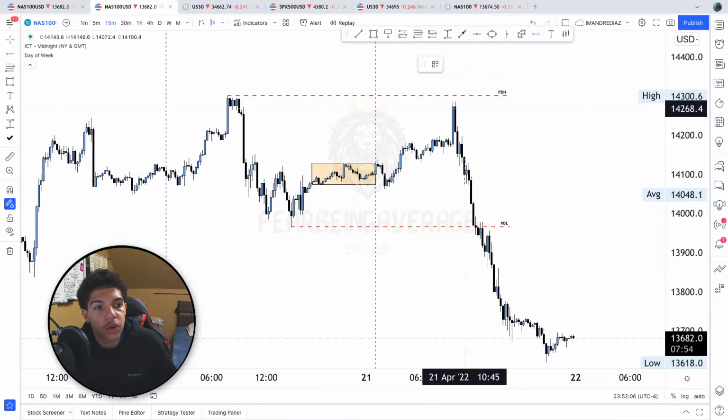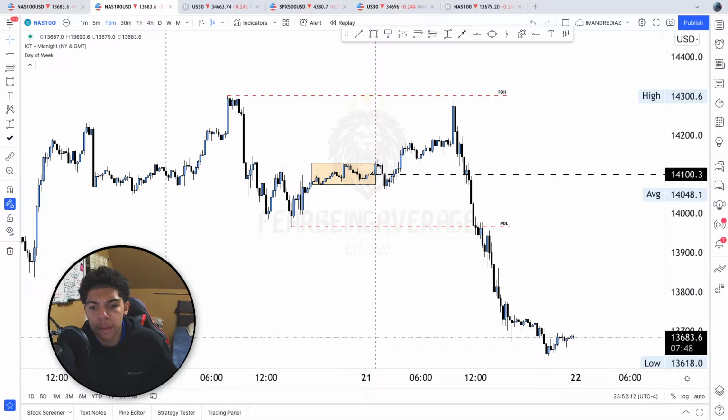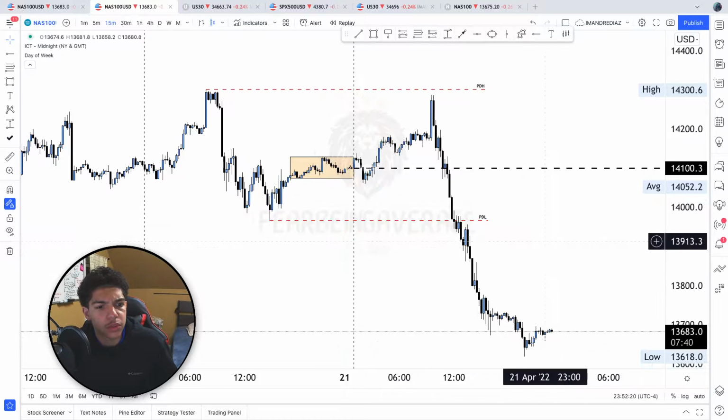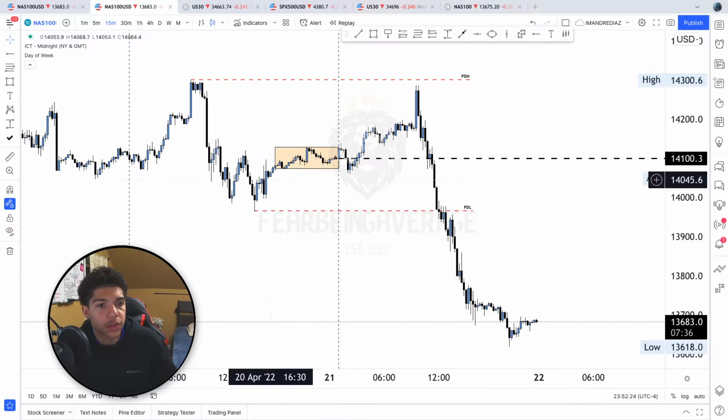Then we're going to get the 12 a.m. open right here. This feels so delayed. Is anything open? I'm not sure why this feels so delayed. All right, I think we're good.